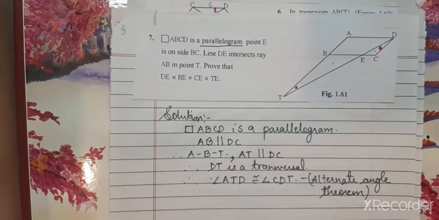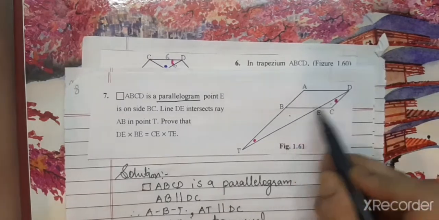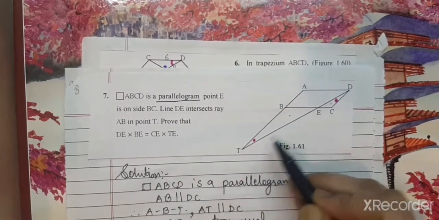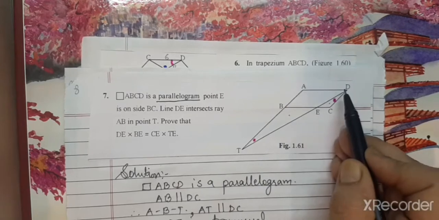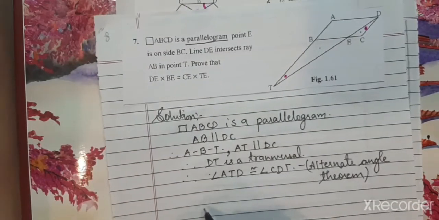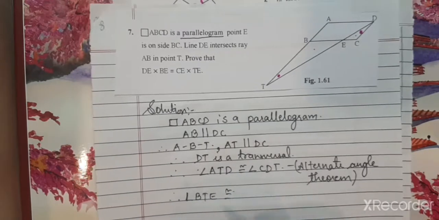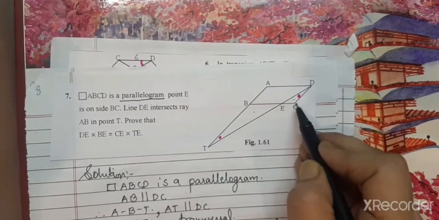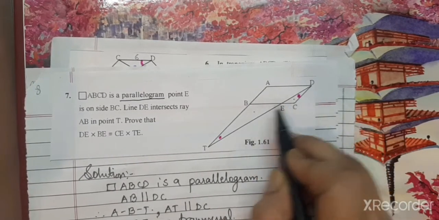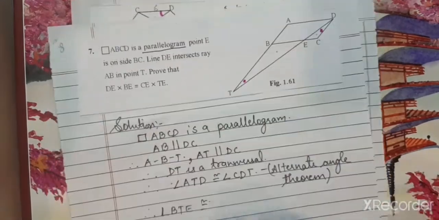Okay. Now if you look at the figure, we were talking about these two triangles. Therefore, we want BTE. We don't want ATD. So instead of ATD, I can write BTE, angle BTE. And instead of CDT, look in the figure, I can write CDE, because we are talking only about these two triangles. So we don't want that big angle. We want only the angle which is there in that triangle. So instead of CDT, I will write CDE.